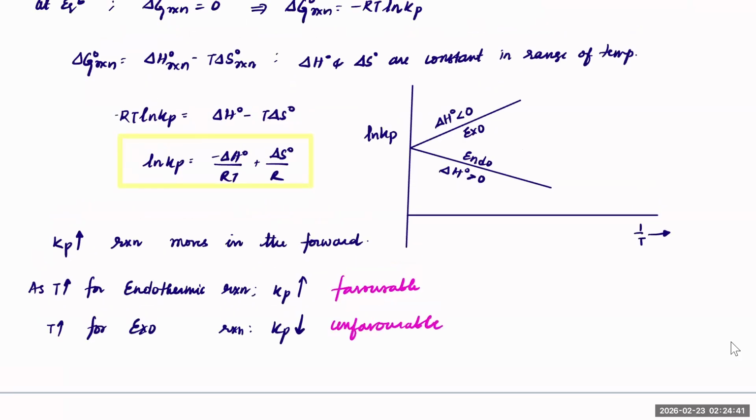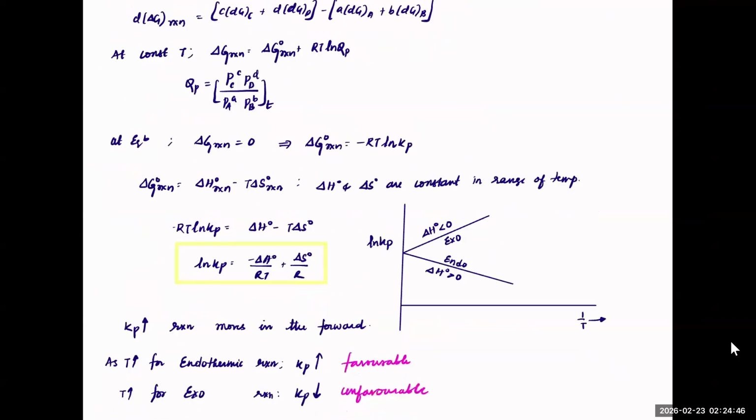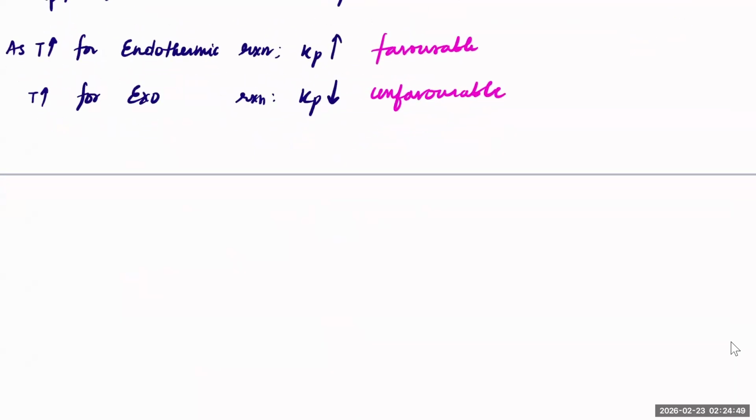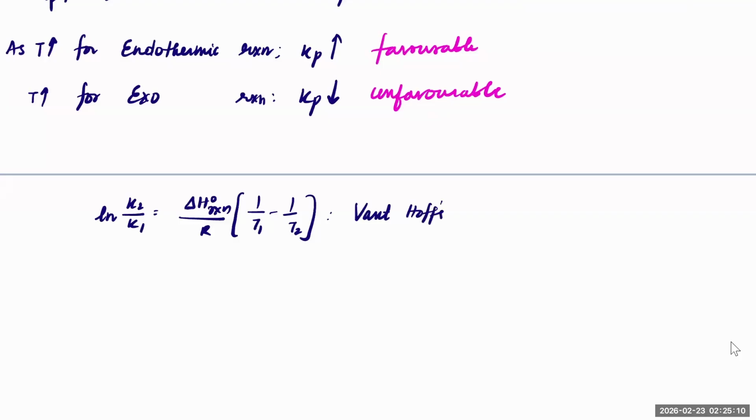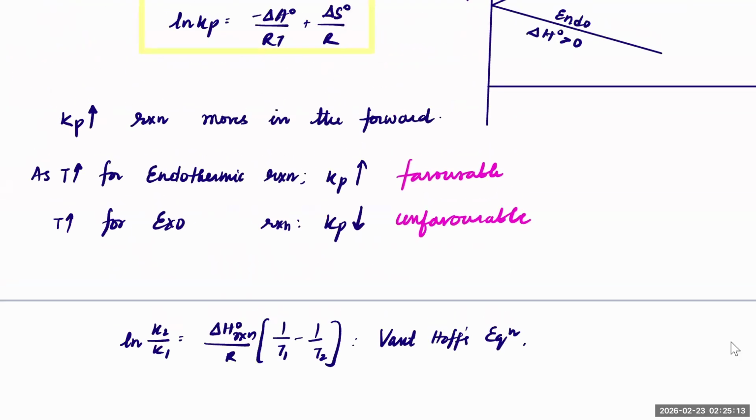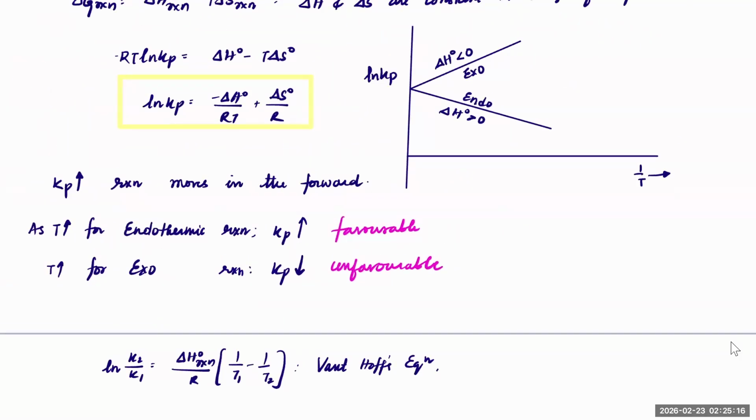So if it is low temperature, then exothermic reactions are more favorable, endothermic are less favorable. Got it? If I write this equation in terms of two different temperatures, I can get ln K2 by K1 is equal to delta H naught of the reaction by R into 1 by T1 minus 1 by T2. And this equation is called Van't Hoff's equation. Clear? Now, is it only for homogeneous or heterogeneous reactions? No. This equation can be applied to any type of equilibrium.